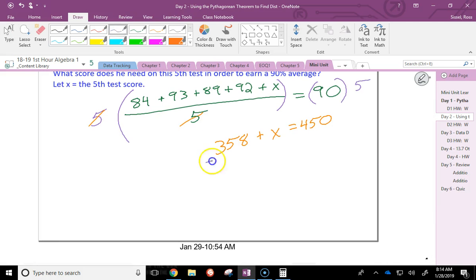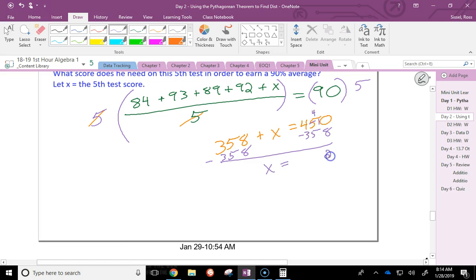You would simply subtract 358 from both sides. X would equal 92. He would have to get a 92 on his last test. Yeah? Yes.